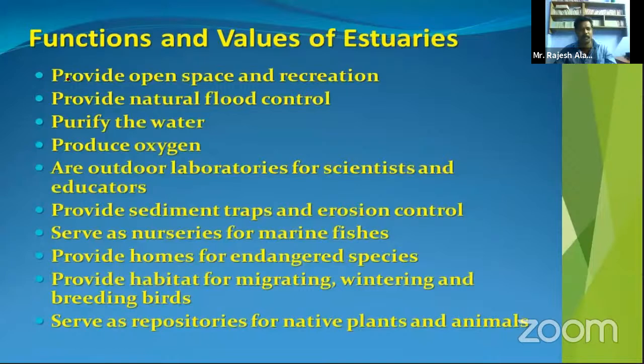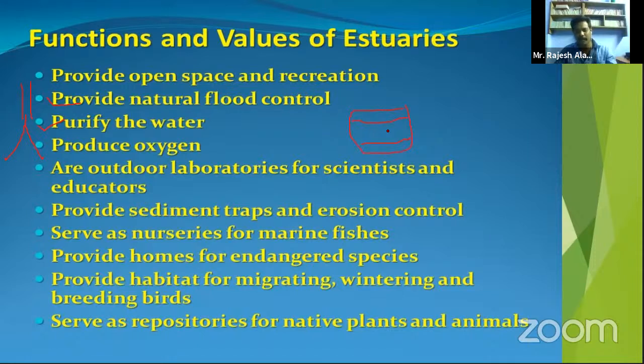They provide open space and recreation. Okay, a natural flood control method, right, sir? So when the river meets the ocean, excessive water is released into the ocean. It is a natural channel for flood control. It purifies the water. They are the natural aquifers. Okay, sir, always water is stagnant here in an estuary. Okay, sir. Assured water supply.